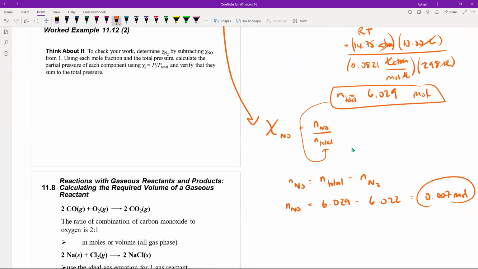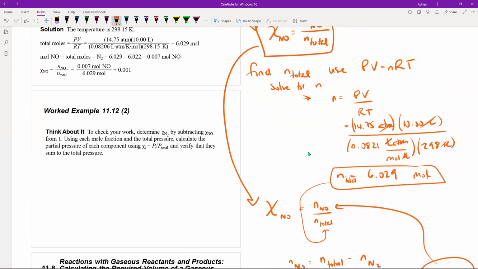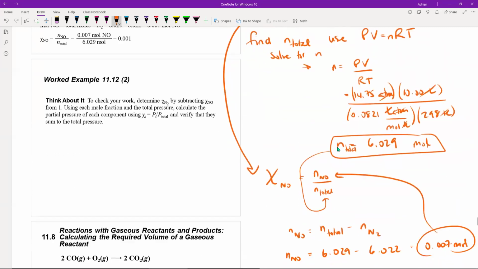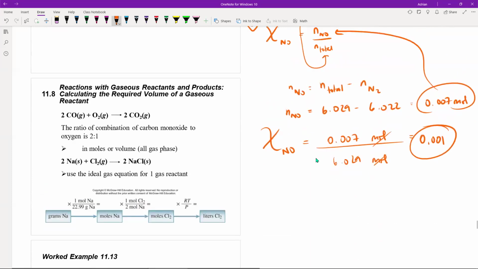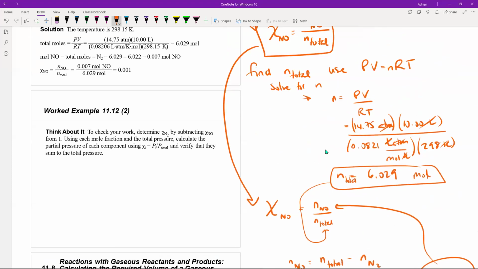Then we substitute this into the equation. The mole fraction of nitric oxide would be 0.007 moles over the total moles, 6.029. Moles cancel out. We get a dimensionless value, so that's 0.001. That's a 1/1000th of the sample that is actually nitric oxide.